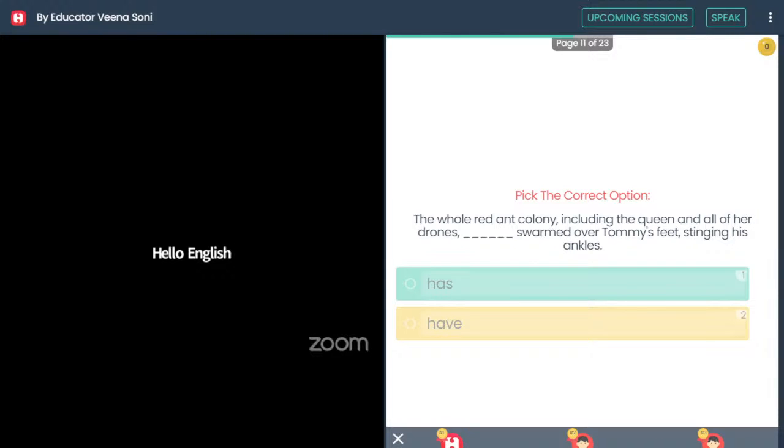So if I remove this part, including the queen and all her drones, the whole red ant colony has swarmed over Tommy's feet, stinging his ankles. The red ants have attacked his ankles, including the queen.